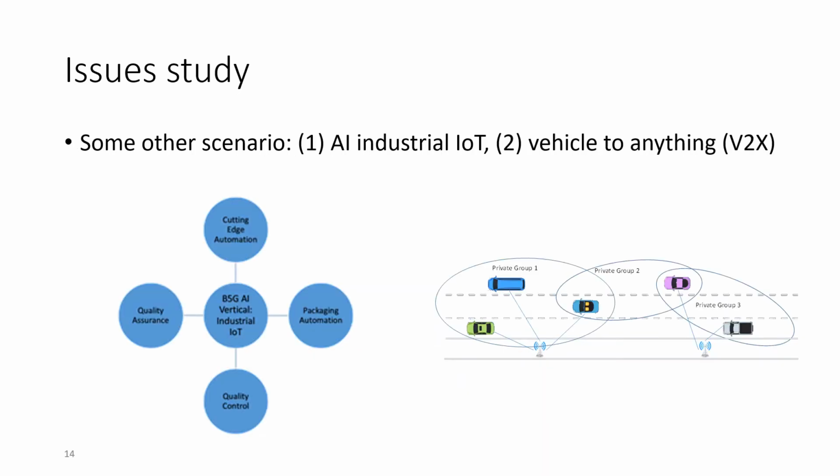Some other scenarios, such as AI industrial IoT and vehicle-to-everything, can use the private mobile network. The AI industrial IoT can change all the service procedures to make sure the fault rate is low. For V2X, we have to make sure the vehicles on the route are driving safely. The vehicles can group their network together if they are connected to a private mobile network, so no other interfering commands are sent to the connected car.